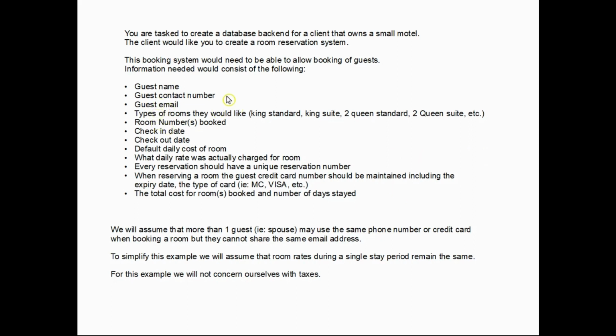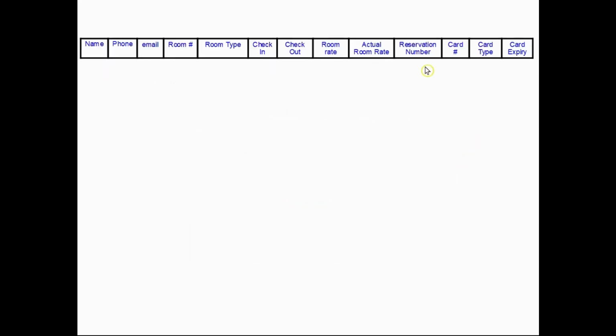So you create a table that has a column for the guest name, the contact number, the email, etc. Okay, so let's do that. Remember this last line though, the total cost for rooms booked and the number of days stayed. Here's my table that I created. It has all that information they asked for, except that last line. The total number of days stayed and the total for the stay, the total cost.